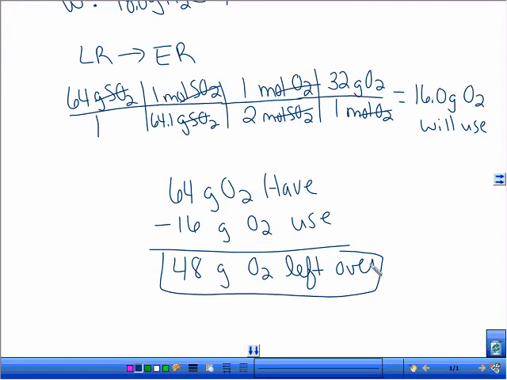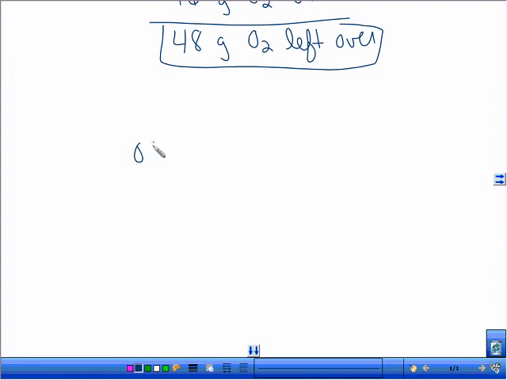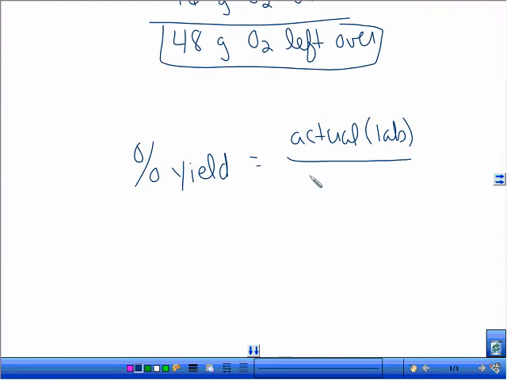Excess means extra. The last part of your notes was percent yield. For percent yield, it is always actual, what you get in lab, and this is going to be given to you in the problem, over what you really should have gotten, which we say theoretical, which is stoichiometry. Stoichiometry tells you, in theory, we call this the theoretical, what you should have gotten, and then you times it times 100.